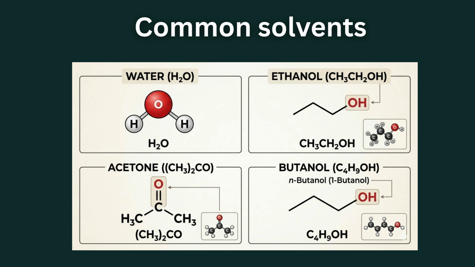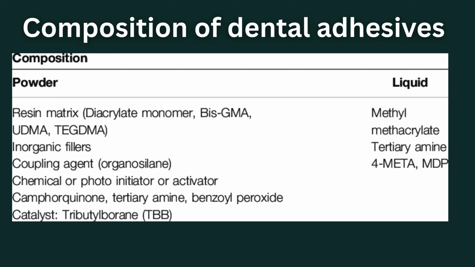Solvents. Solvents are added to improve monomer penetration and surface wetting. Common solvents include water, ethanol, butanol, and acetone. Water and alcohol enhance interaction with hydrated dentin, while acetone can displace water from dentinal tubules. Proper solvent evaporation during clinical application is essential, as residual solvent can weaken the adhesive interface.